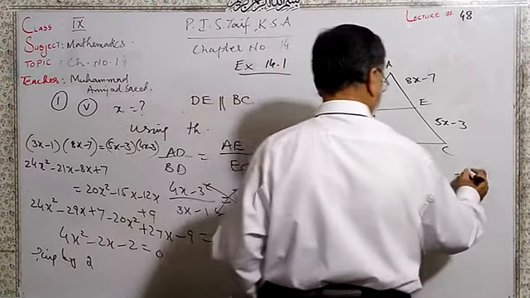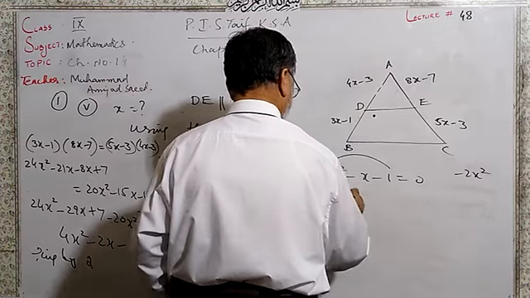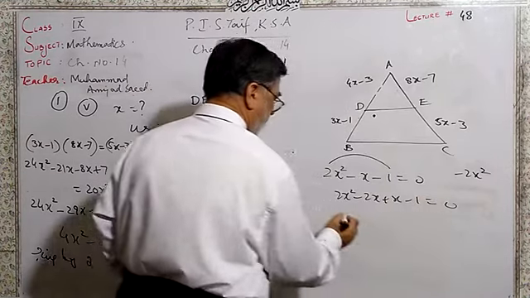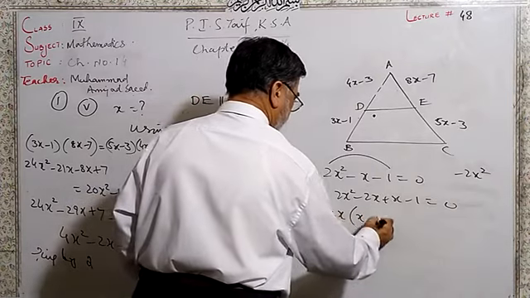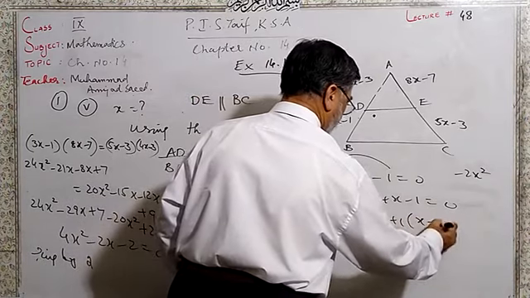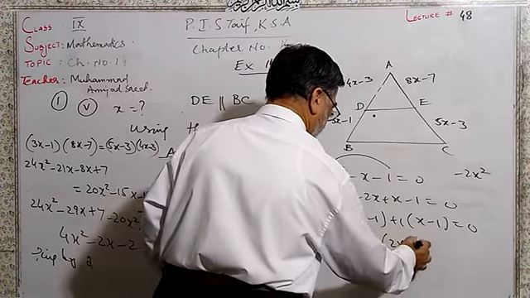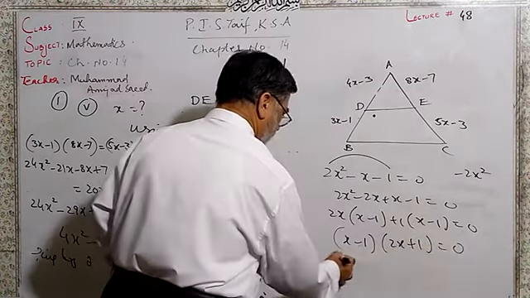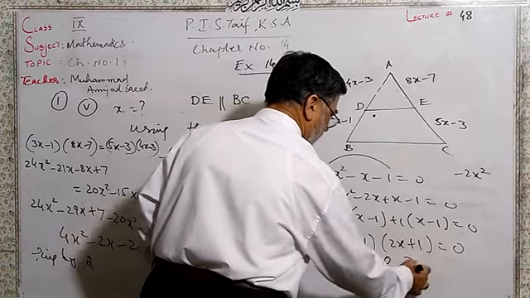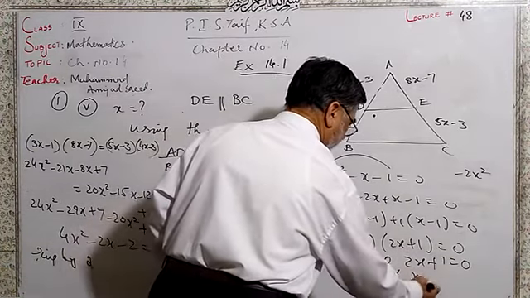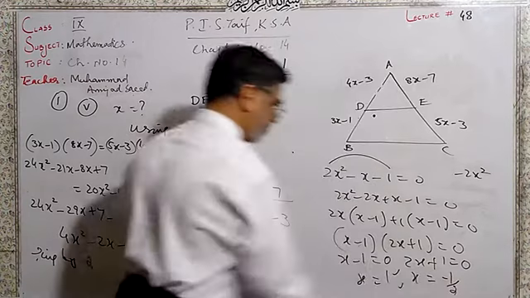Multiply first and last: minus 2x square. So 2x square minus 2x plus x minus 1 is equal to 0. Taking 2x common, 2x into (x minus 1) plus 1 into (x minus 1) is equal to 0. So (x minus 1) into (2x plus 1) is equal to 0. Dear students, x minus 1 is equal to 0, 2x plus 1 is equal to 0. x is equal to 1 and x is equal to minus 1 by 2.